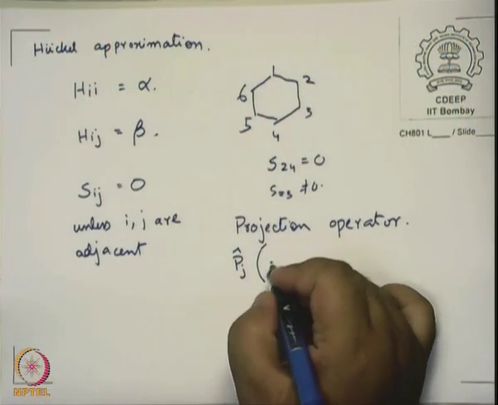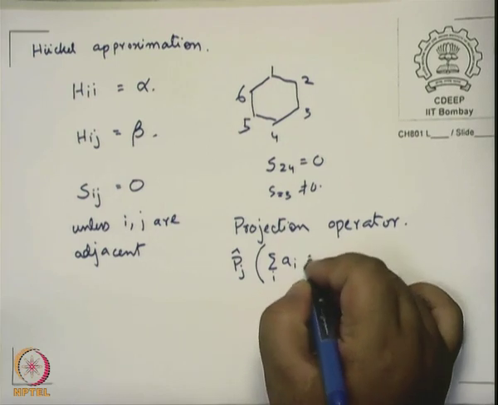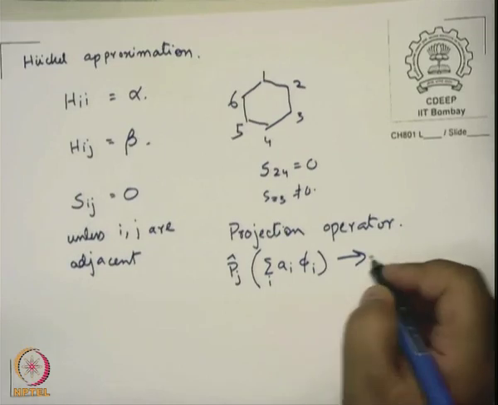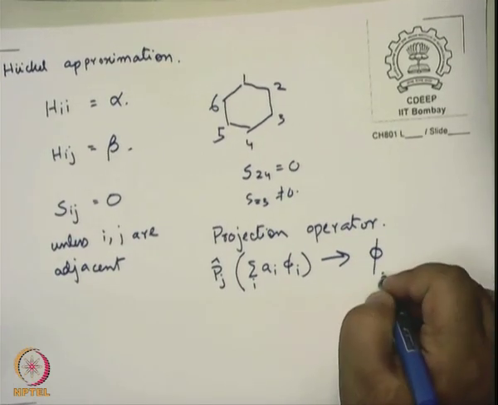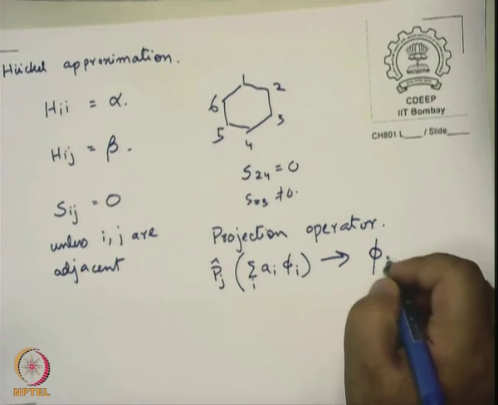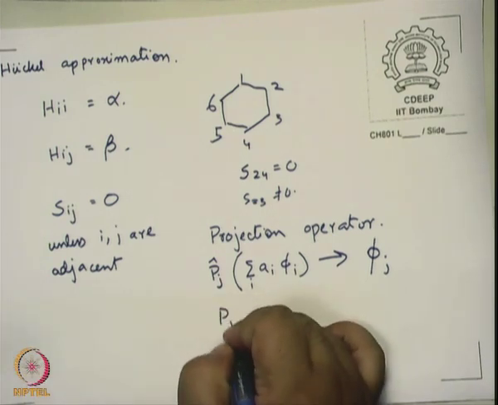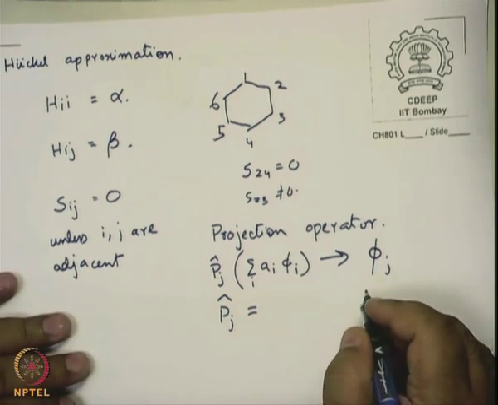So, what it does is, you take a projection operator and make it operate on some kind of a linear sum. Say, I will write again ai phi I. It is going to project the wave function that has the symmetry J, right. And what is the projection operator that we have learned? How do we write it? What is the form of the projection operator?